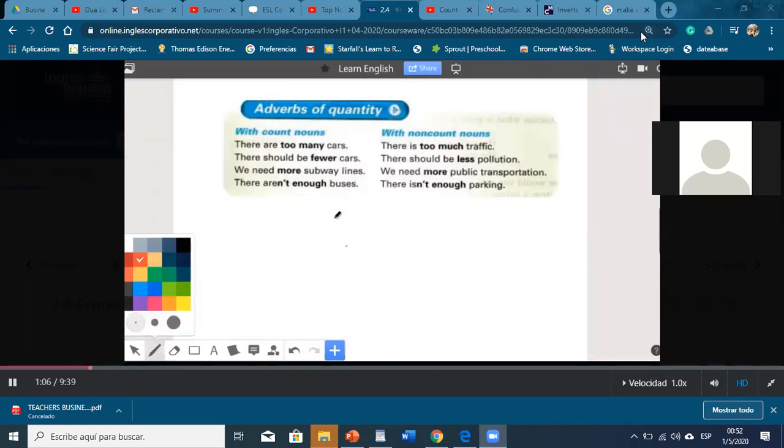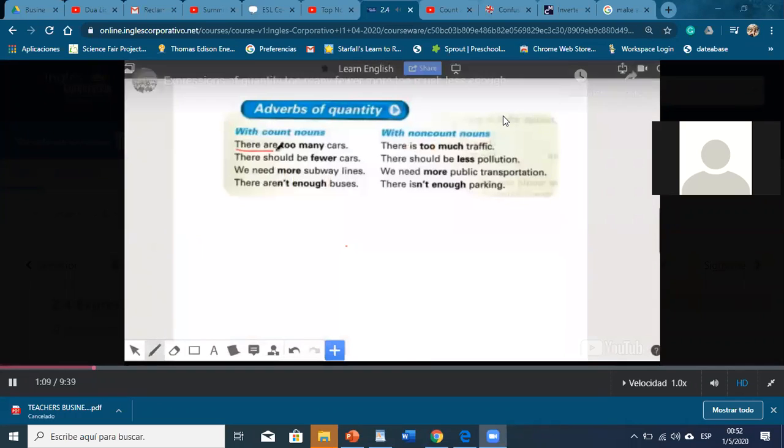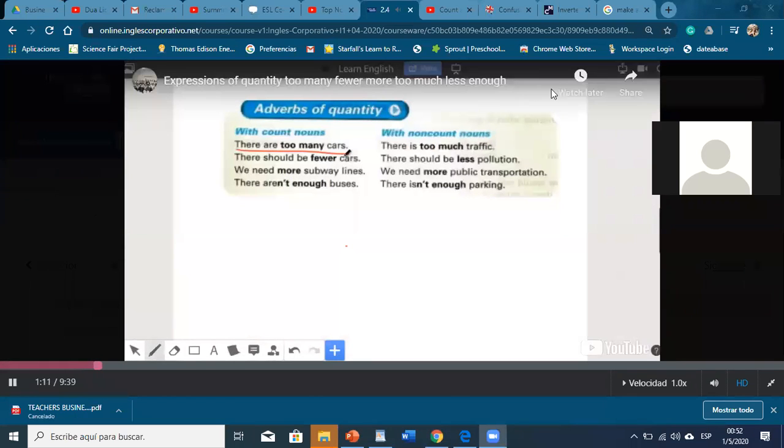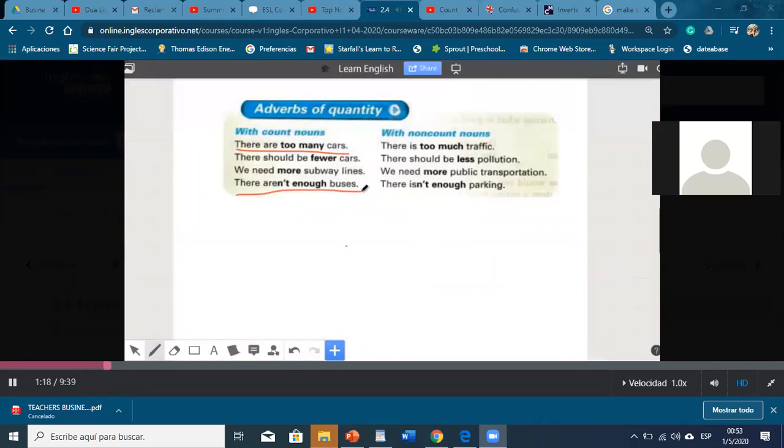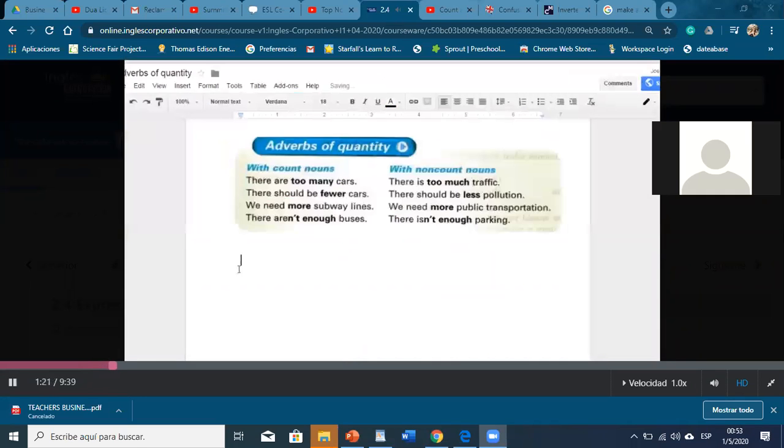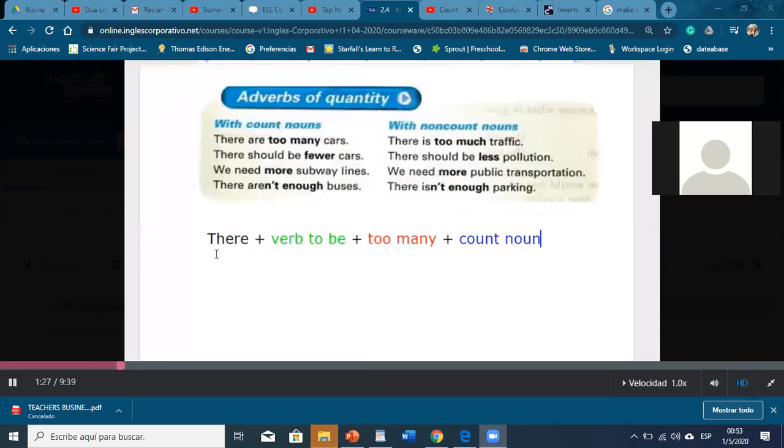Let me talk a little bit about making sense of this statement here. There are too many cars. And I'm also going to talk about making sense of this next statement. There aren't enough buses. Let me present the structure now. In order for us to make sense of "there are too many cars," we need to understand the following rule.